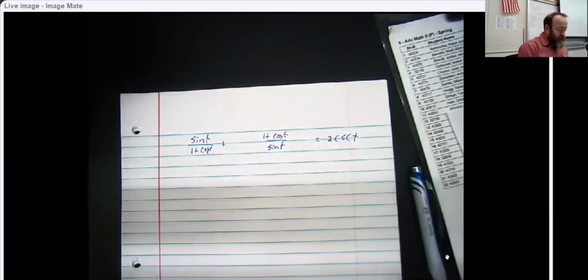So one of the strategies that I mentioned is we like to go ahead and use common denominators. So a lot of students will look at this thing right here.